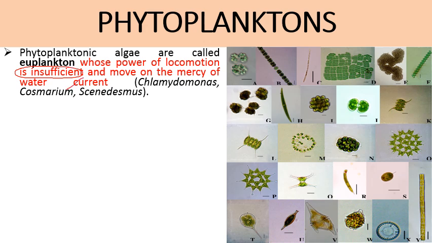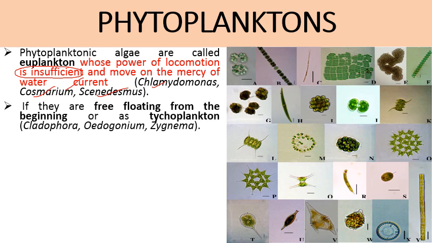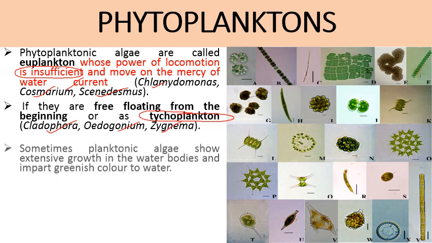Like we have algal species, like we have algae, Chlamydomonas, Osmerium, Sanidesmus. So these are the algal genus which are found in the surface of water. So if they are free floating from the beginning, they are termed as tychoplanktons. इन्हें tychoplanktons कहते हैं. For example, we have Cladophora, Udogonium, and Zygnema.